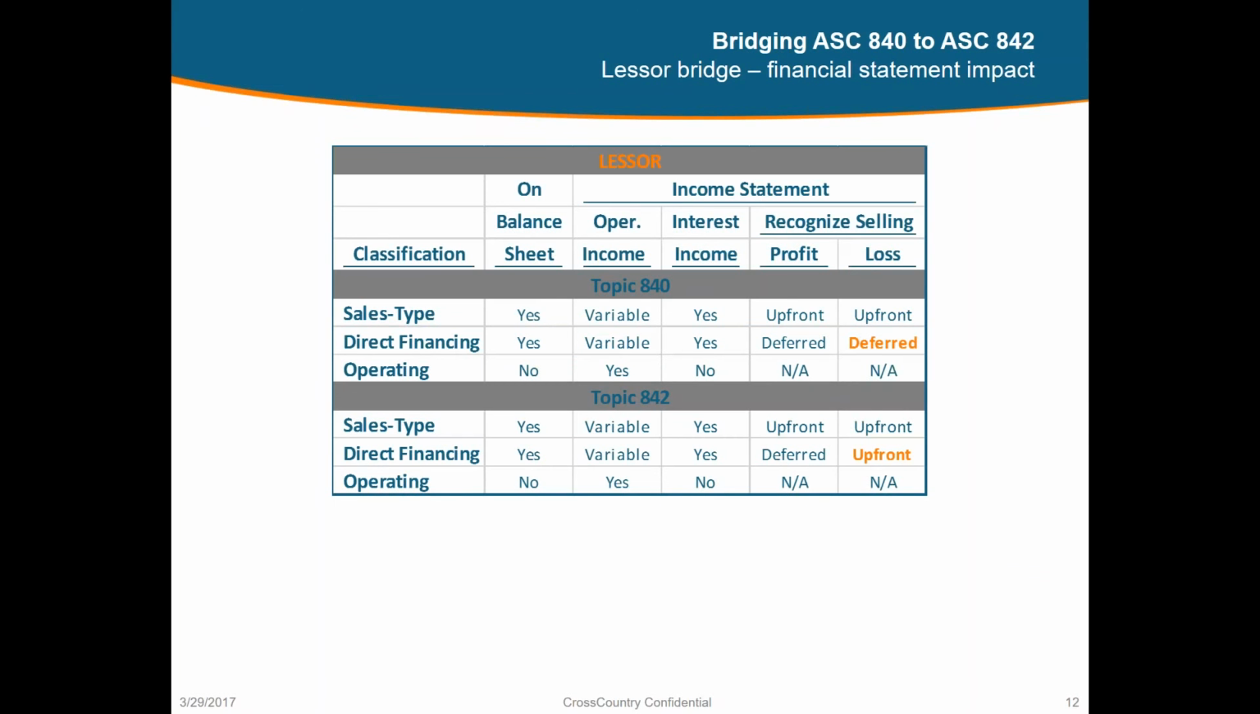This is a bridge of the accounting model for lessors. For lessor financial statements, the only significant change in presentation is the treatment of selling loss, which Topic 842 specifically requires to be recognized up front. However, there are changes to the classification criteria which will likely result in some leases currently classified as direct financing leases being classified as sales type leases. These changes are also discussed later.